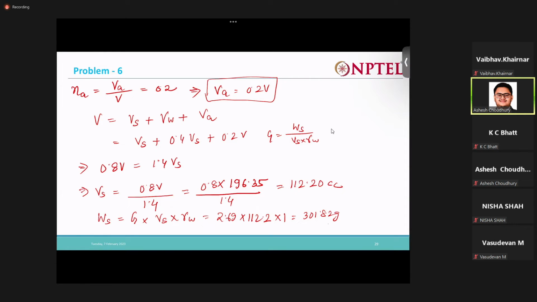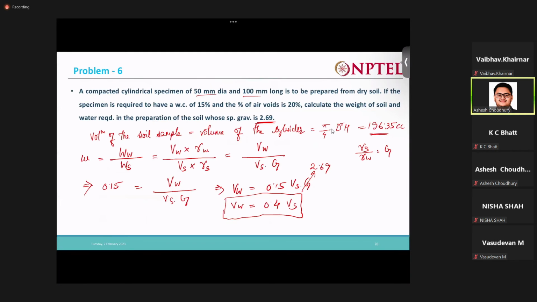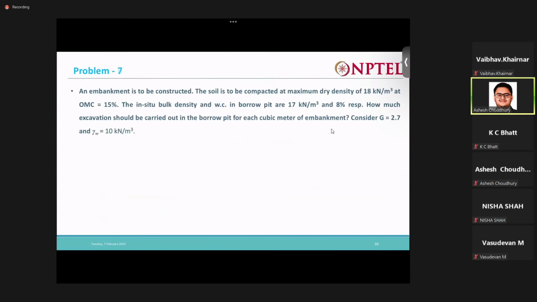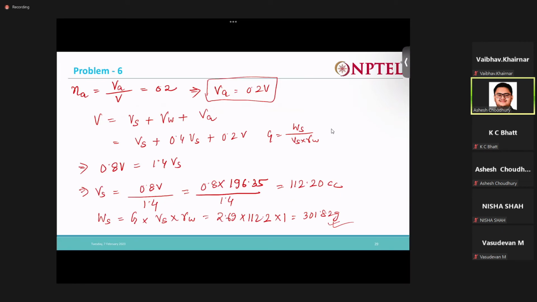Okay, so we just solved the first part, that is the weight of the soil we determined. Next we need to determine the weight of the water. Okay, how to determine that?